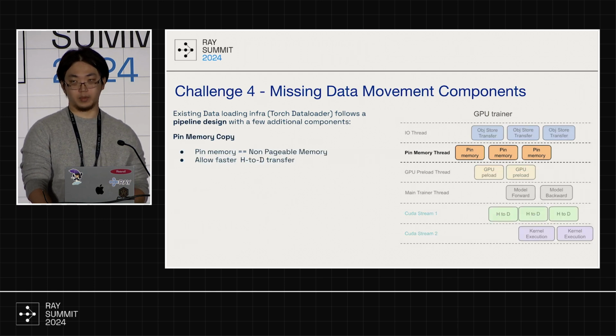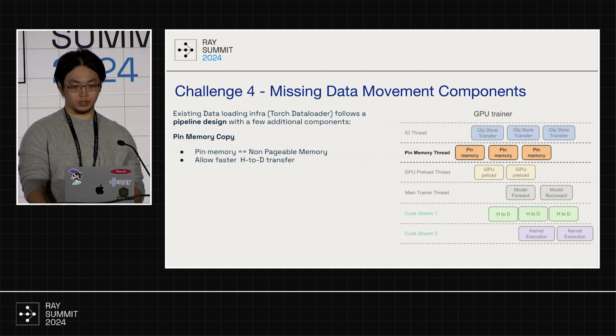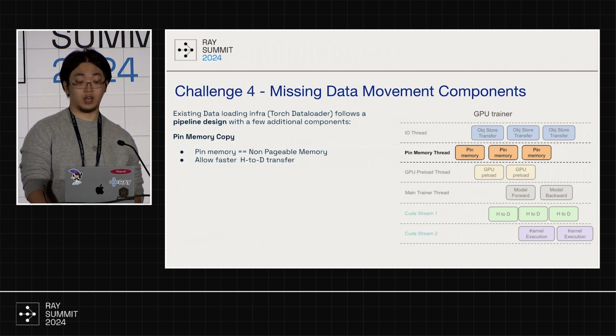So the first thing we are missing here is this pin memory stage, where in Torch data loader, when the GPU process receives a batch of data, it offers the functionality to move them to pin memory as well. The pin memory refers to non-pageable memory in the OS, but the TLDR is that it helps us to speed up the GPU memory copy in a later stage.